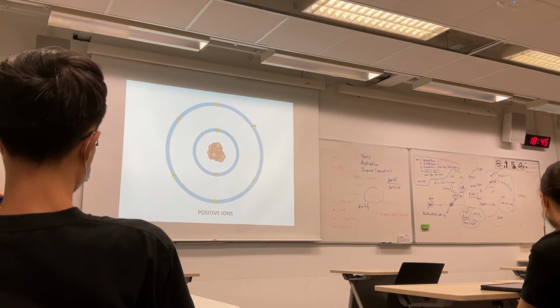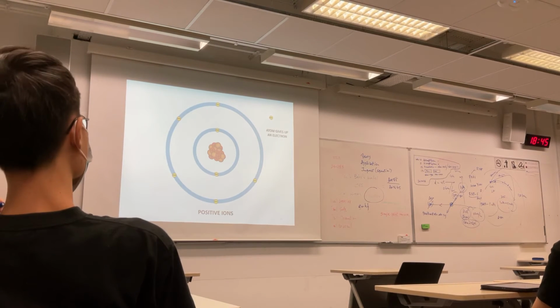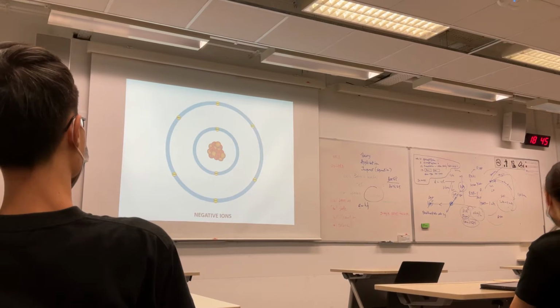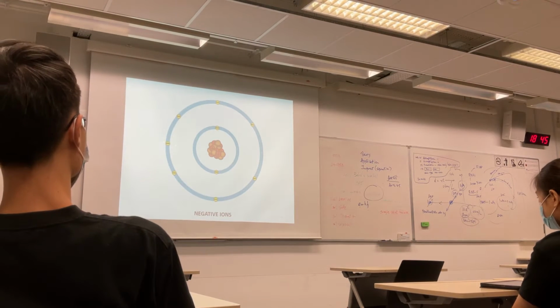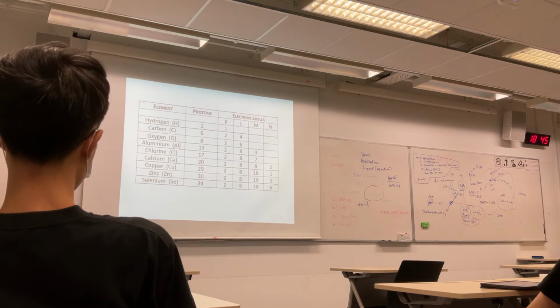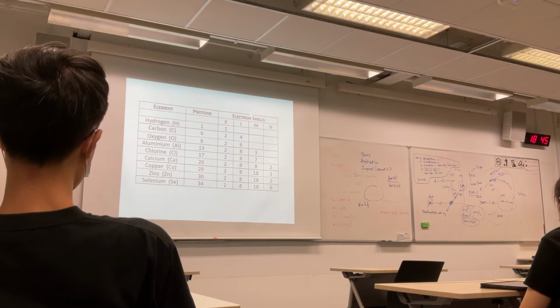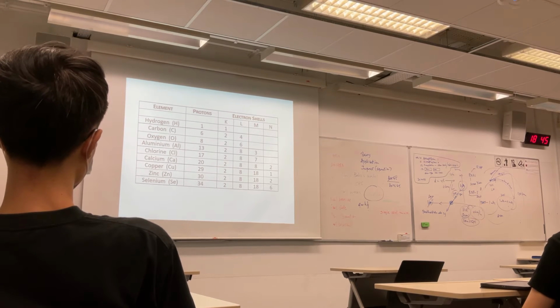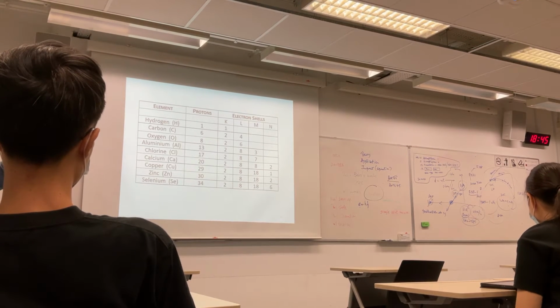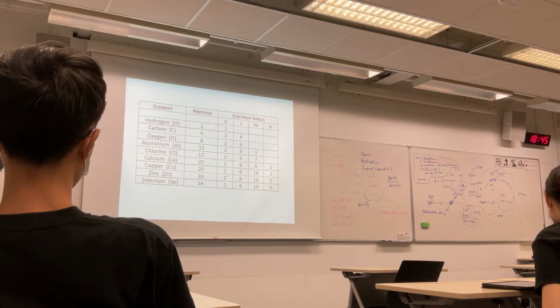So this is a positive ion. When you lose 1 electron, it's called a positive ion. When you accept 1 extra electron, it's called a negative ion. Simple, straightforward. These are the electrons, and the different shells have different values of energy. So remember, your photon depends on this shell. All photons are generated by an electron jumping from one shell to the next shell.